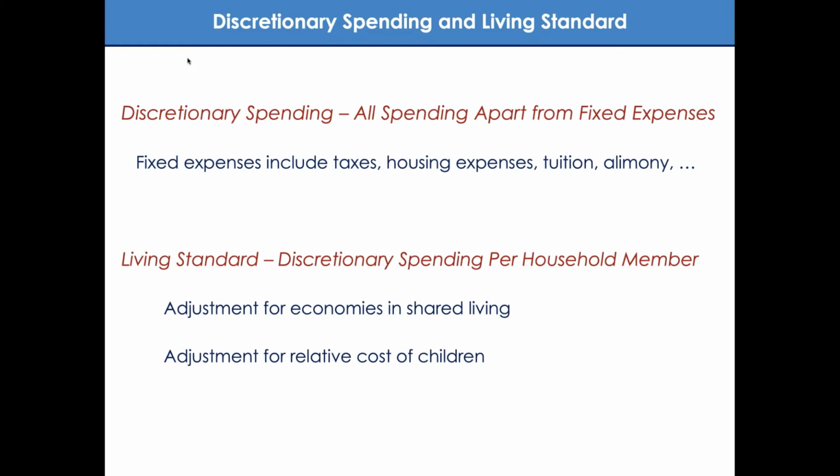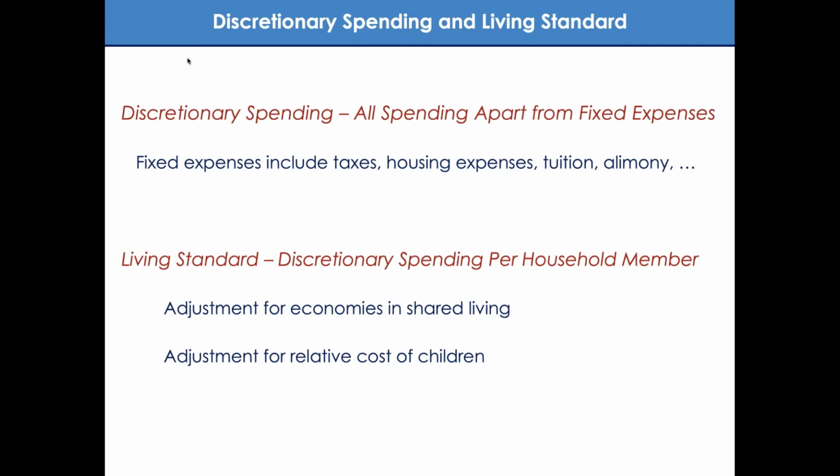Discretionary spending is all the spending that's left over after you've met your fixed expenses every year. If you add up all that spending and take the present value, the value in the present of all that current and future discretionary spending, that's your lifetime discretionary spending. And then the living standard in a given year refers to the discretionary spending divided by the number of household members.